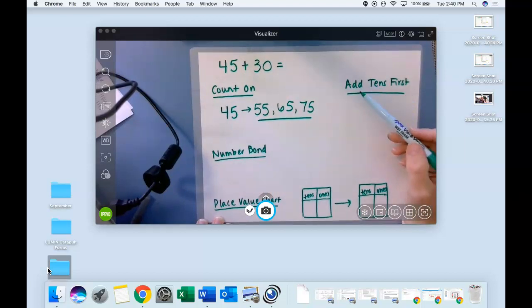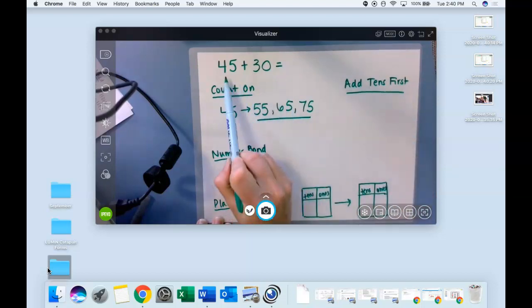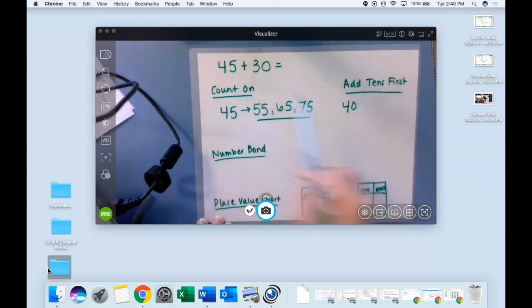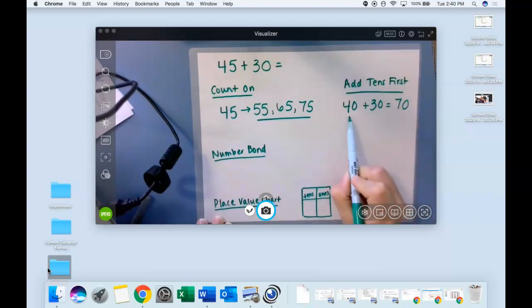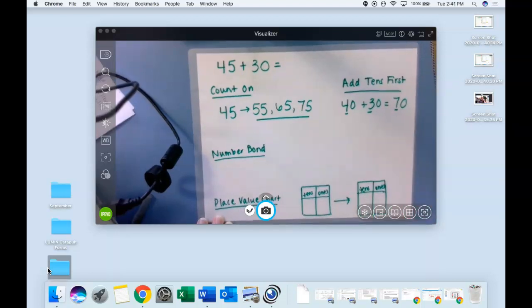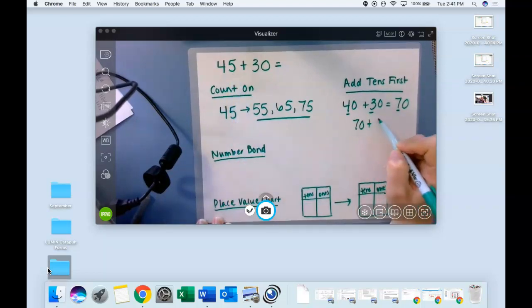Another strategy is add tens first and then ones, or we might say add tens and ones separately and then together. And that would look like this. And the language you'd want to give your students and have them practice is, let's add our tens first. 4 tens is the same as 40, and 3 tens is the same as 30. 40 plus 30 gives me 70. Or another way I can say that is 4 tens plus 3 tens is 7 tens, which is the same as 70. Now I know I have my 5 ones left over. 70 plus 5 ones gives me 75.